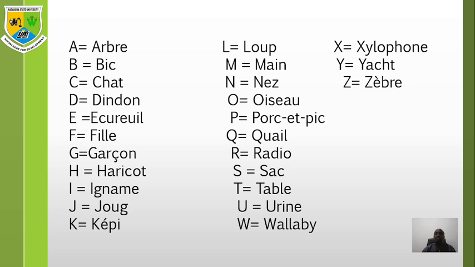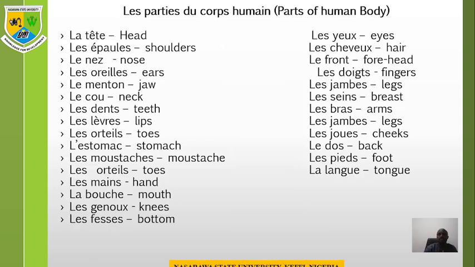Xylophone. This means xylophone in English language. Yacht. Yacht means yacht, the same thing in English and French. Z. We call it Z in English, but it is Zed in French. Zèbre means zebra in English.